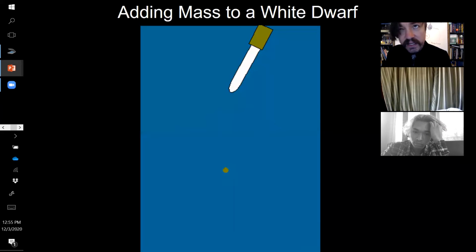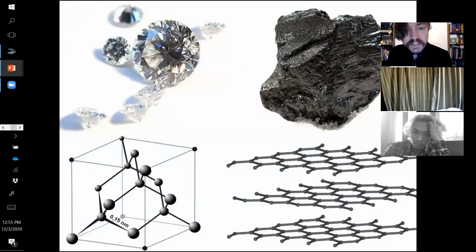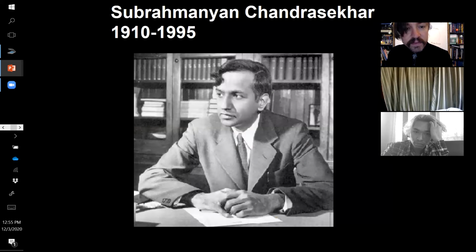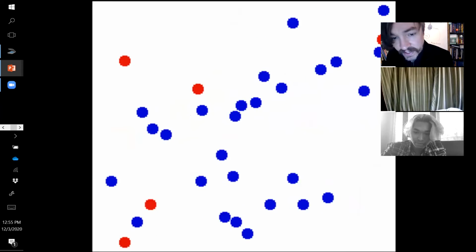In maybe 1918, there was a famous Indian astronomer named Subramanian Chandrasekhar. And yeah, I know, that's a mouthful. Chandrasekhar used the equations of general relativity to predict what would happen to a white dwarf in which you added too much matter to it.